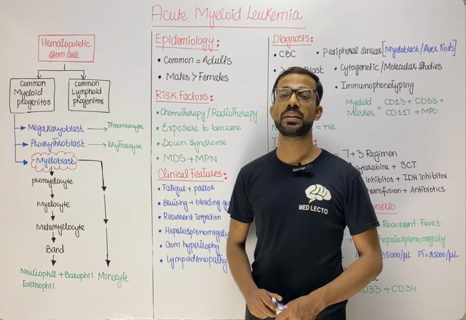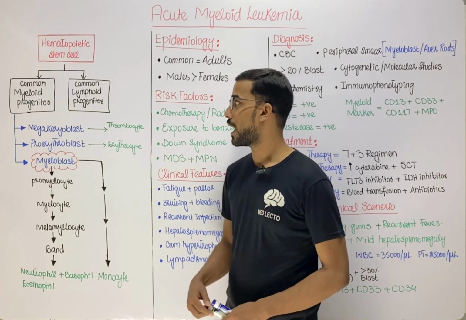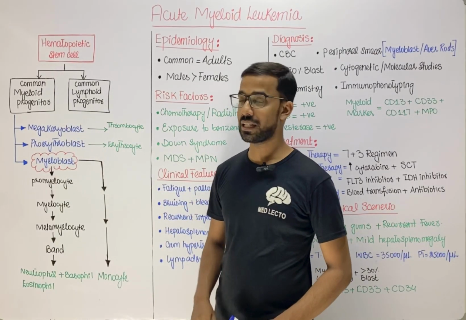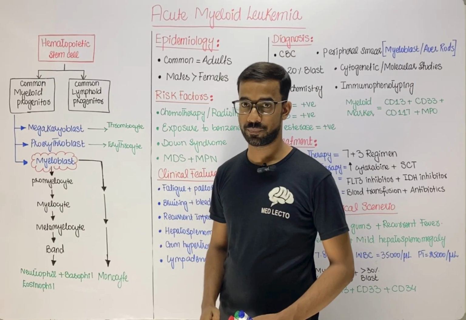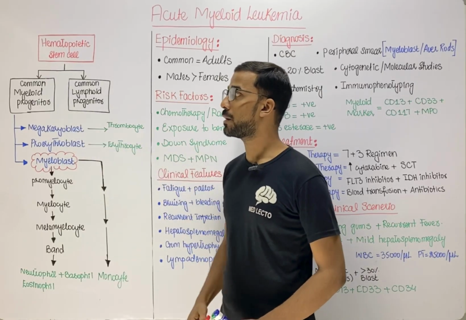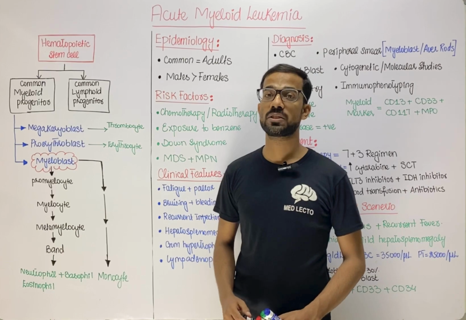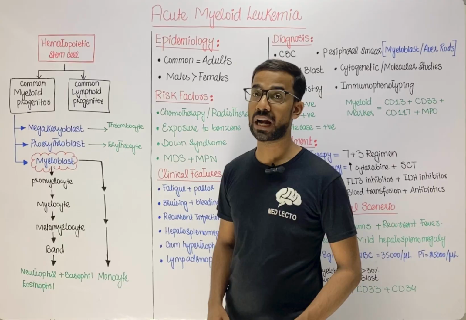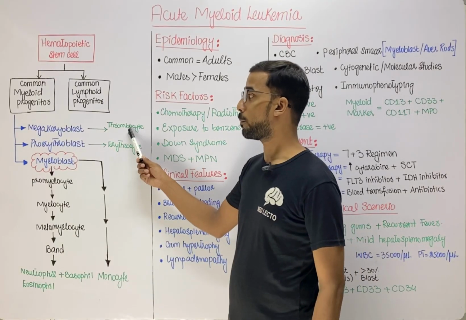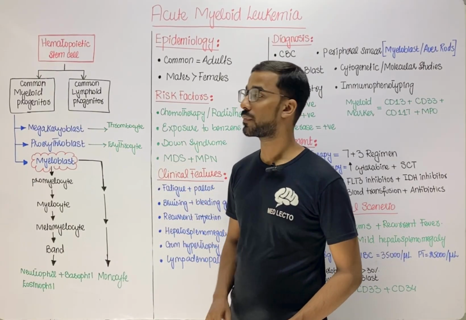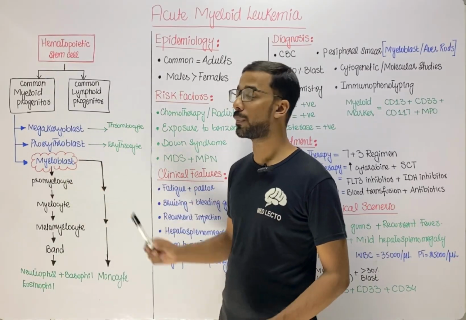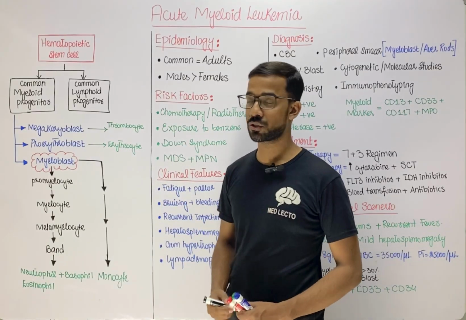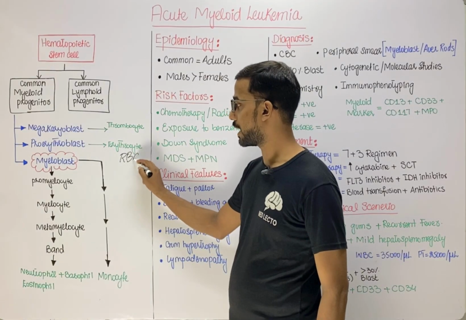It starts from the hematopoietic stem cell. It converts into two lineages, the common myeloid progenitor and the common lymphoid progenitor. So it starts from the common myeloid progenitor. It forms three lineages. First is the megakaryoblast that ultimately forms the thrombocytes, or you can say platelets. Second lineage is the proerythroblast, and ultimately it forms the erythrocyte, which is also known as red blood cell.